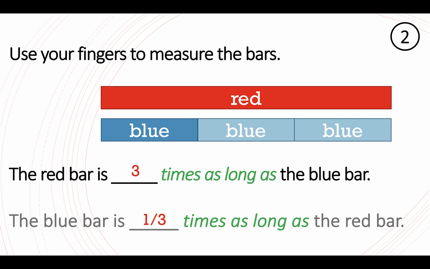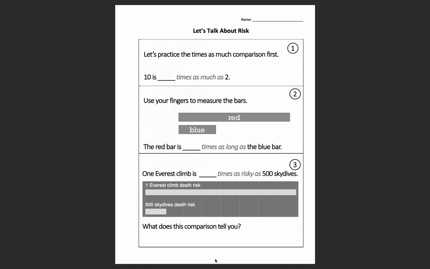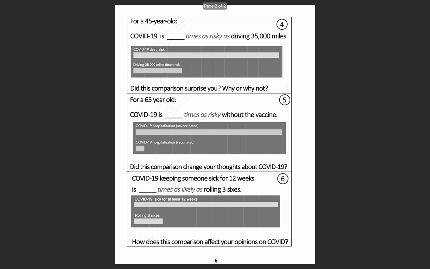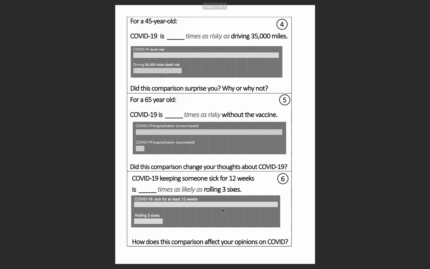Now we're going to use that in the real-world context of thinking about risks relating to COVID and other risks. If you're working with students digitally, you can ask them to just use their individual screen. If you're working with them in person and they don't have one-to-one devices, then you can use the handout. This is what the handout looks like. It's 2 pages, front and back, and it has the different bars for both the practice problems and then the relative risk problems printed so that the children can physically use their fingers to compare the lengths of the shorter and longer bars.